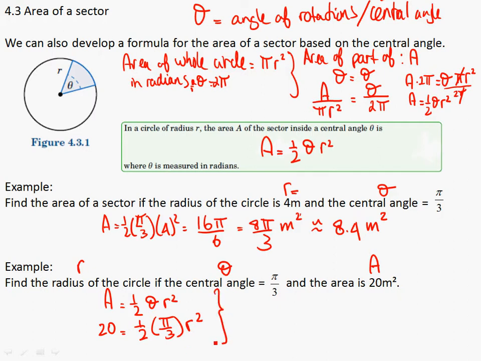So how do you solve this? Yeah. What would be your first step? Can you get rid of the half? Yeah. Multiply by 2? Yeah? Then what? How do you get to r squared by itself?